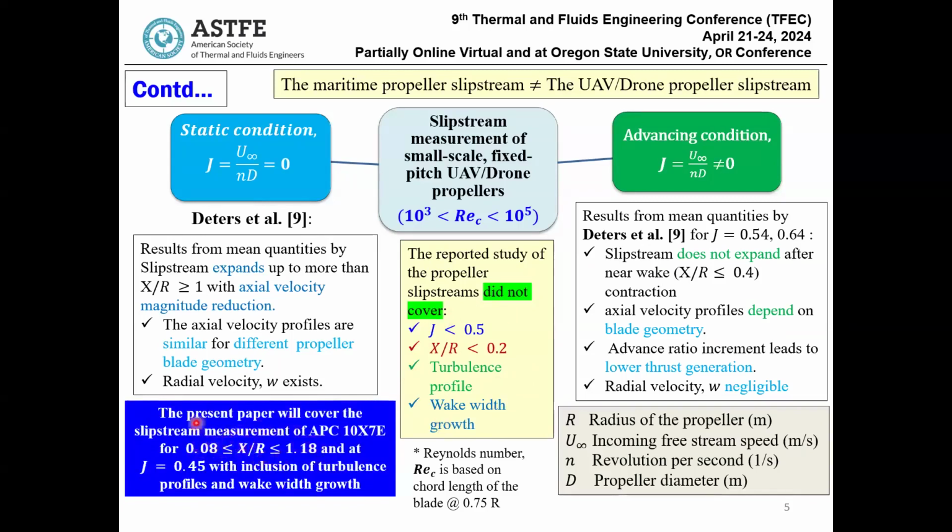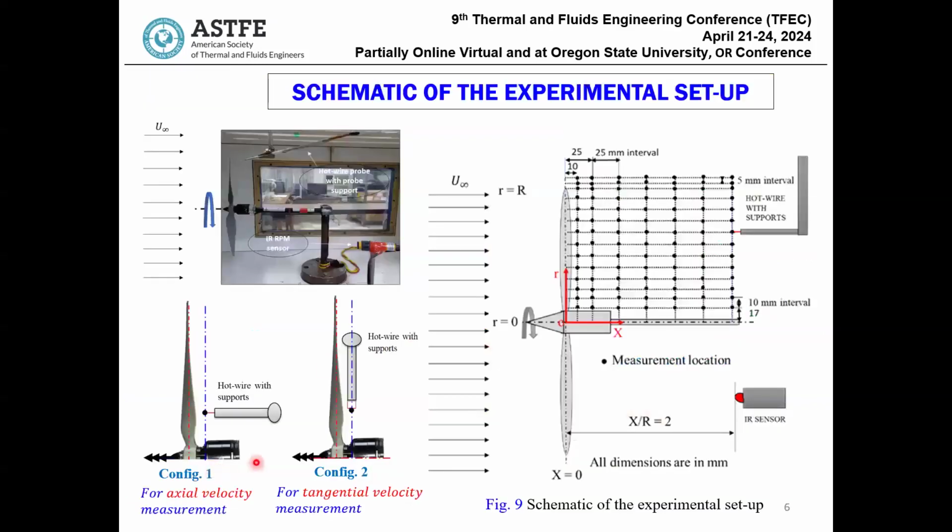where I have measured the slipstream very near to the plane of rotation, from 8% of radial location to 1.18 times R, at a fixed advance ratio of 0.45. Here is my original setup, and its schematic is reported here. These are the measurement locations in the radial direction, and these are the streamwise.